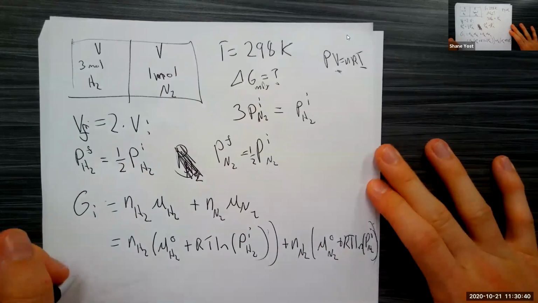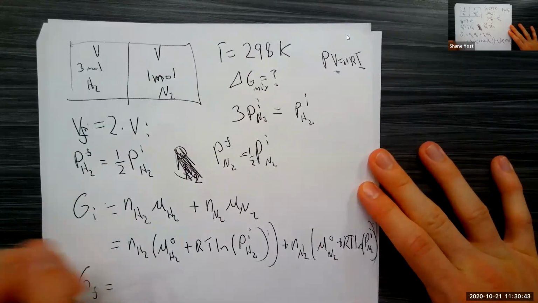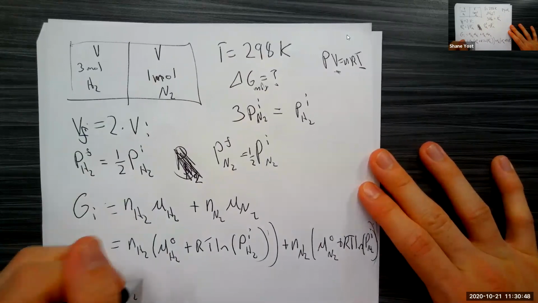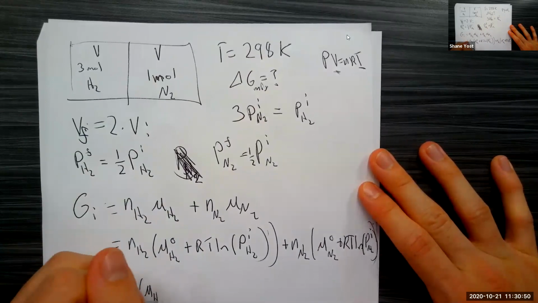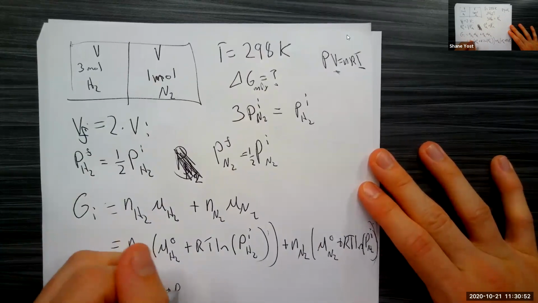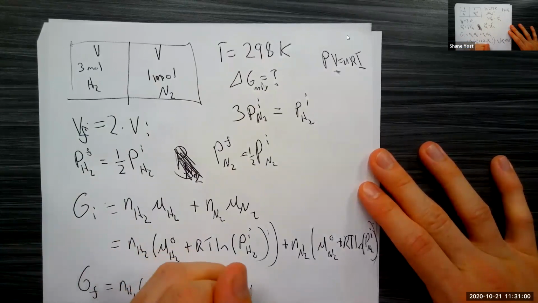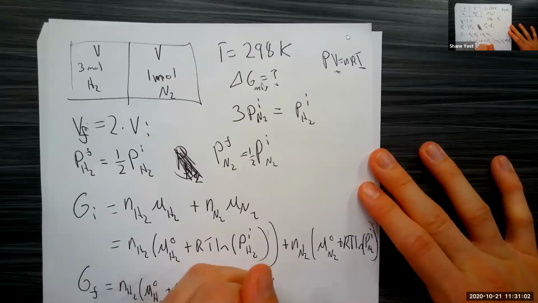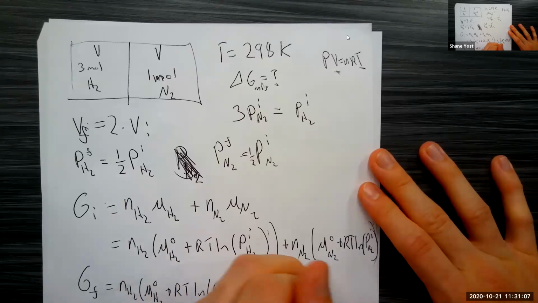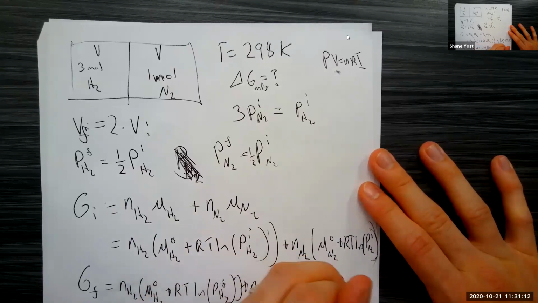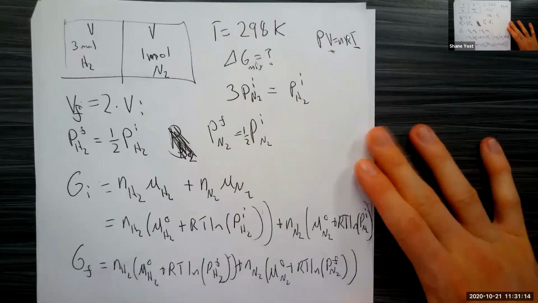All right. So the Gibbs free energy after mixing is going to be N H2 times its standard chemical potential, plus RT ln P H2 final, plus N N2 times its standard chemical potential, plus RT ln of P N2 final.